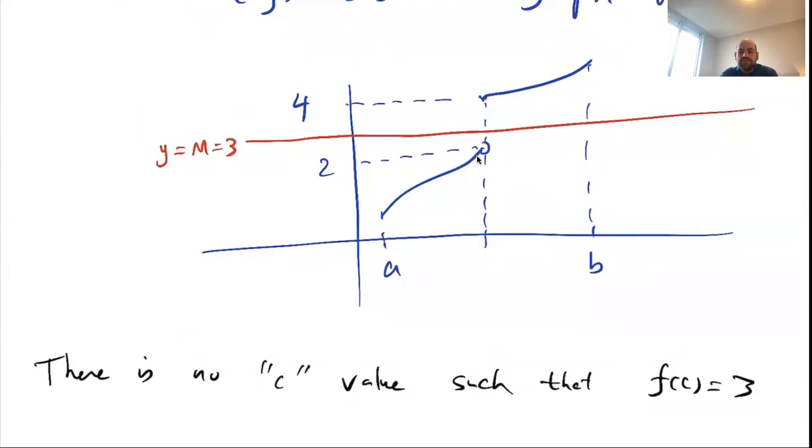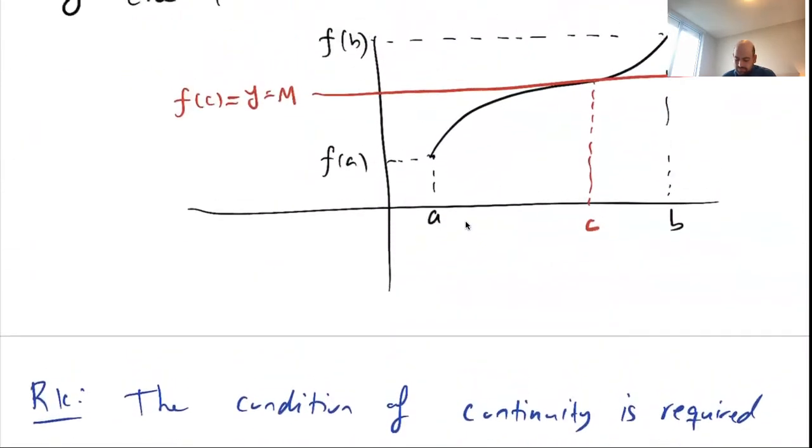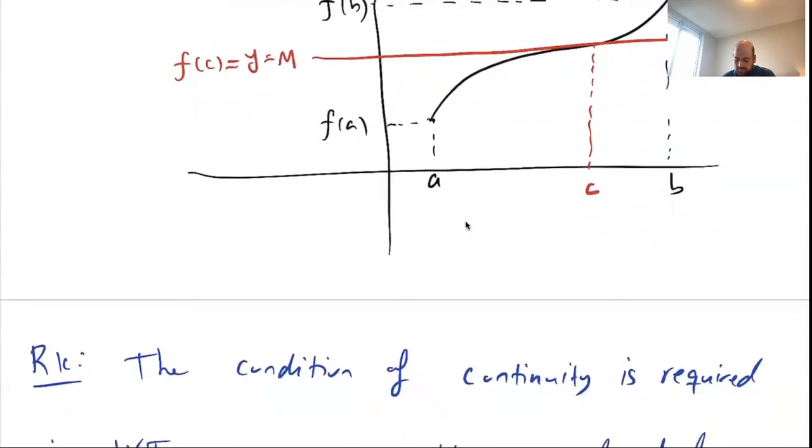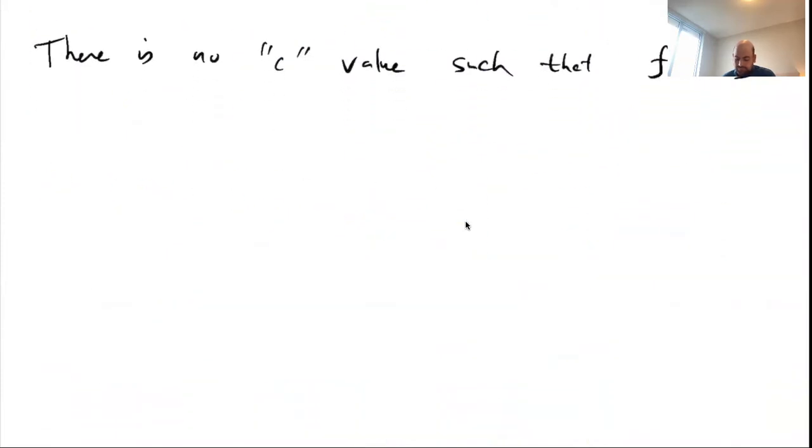Because see, the graph has two pieces. One piece is this and one piece is this, and neither of these two pieces has any intersection with this horizontal line, which means that m equals 3 is not taken by the graph, which means it's not an output for any of the inputs between A and B. Okay, so that's one remark. Now let's look at an example.